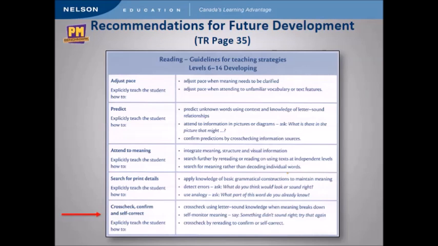We'll look at one more example of recommendations for future development for the student we looked at in the previous slides. One of the recommendations that the teacher made was helping the student to use cross-checking when reading. And so you'll see on this page, focused on levels 16 to 14, the guidelines for teaching strategies. You'll notice at the bottom of the page that it does give some suggestions for teaching cross-checking. So it might be teaching the student to use cross-checking using letter sound knowledge when the meaning breaks down, or doing things like self-monitoring by saying, something didn't sound right, I think I'll try that again. So these are the kinds of prompts and strategies we want to work with on this particular student when we're working in small guided reading groups.